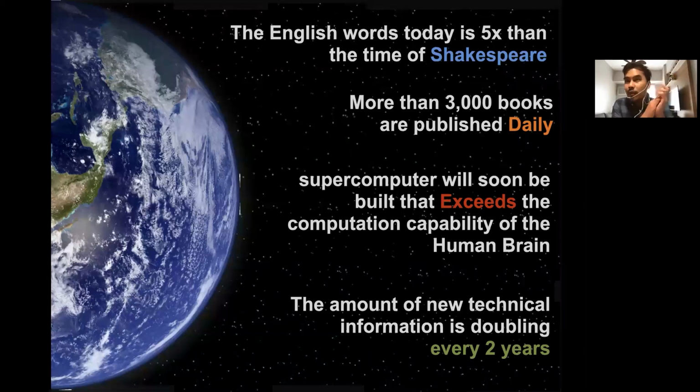For example, if I give you 6-digit numbers and you have to multiply them by 6-digit numbers, you will take some time before you can compute that. But right now, because of computers, like a simple calculator, it's very easy for you to compute that. And the amount of new information is doubling every 2 years, just like I specified earlier.